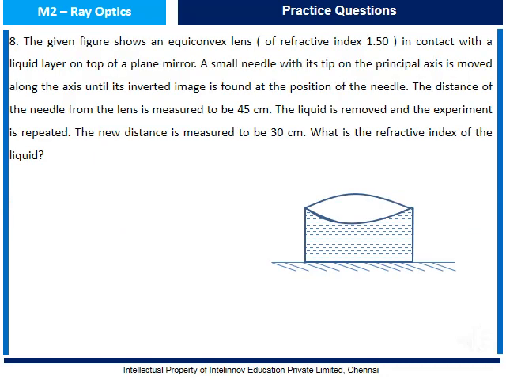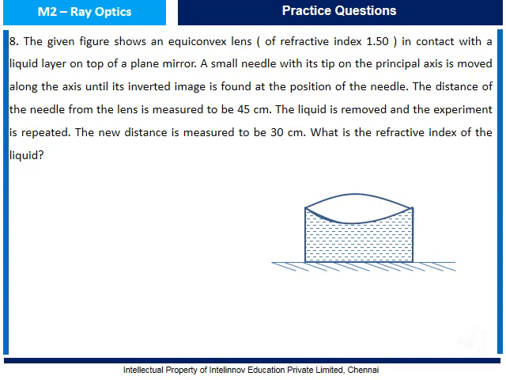Question number 8. The given figure shows an equiconvex lens of refractive index 1.50, which is in contact with a liquid layer on top of a plane mirror. A small needle with its tip on the principal axis is moved along the axis until its inverted image is found at the position of the needle. The distance of the needle from the lens is measured to be 45 cm. The liquid is removed and the experiment is repeated. Now the new distance is measured to be 30 cm. What is the refractive index of the liquid?